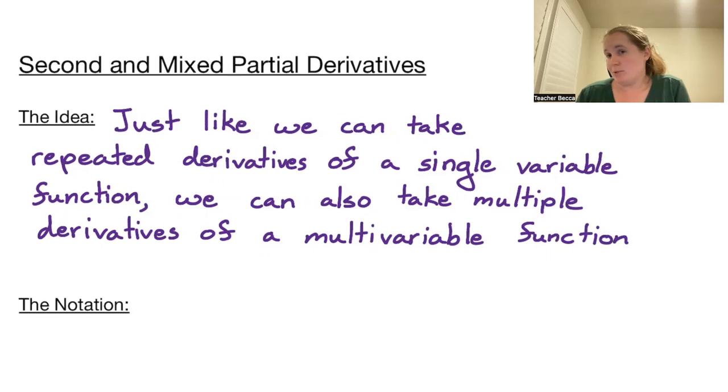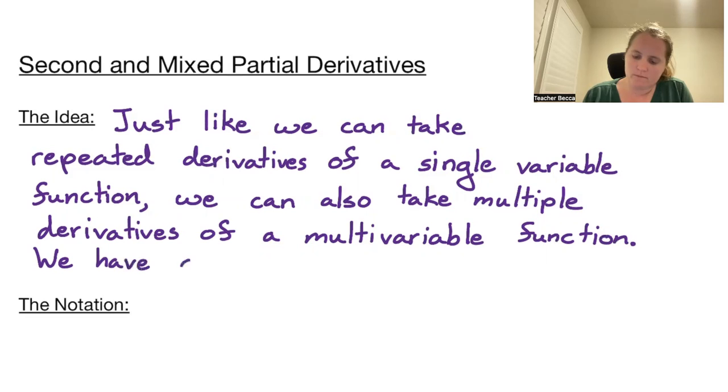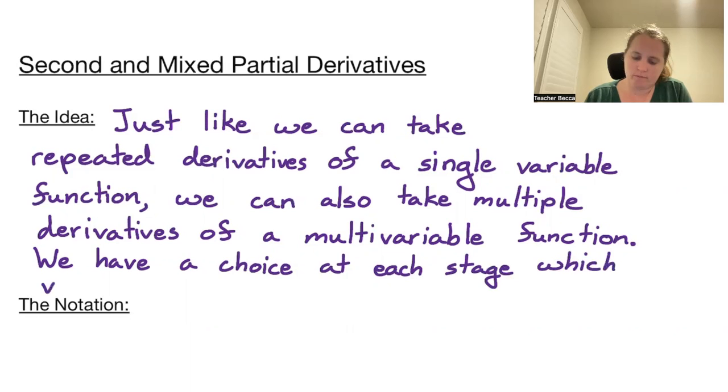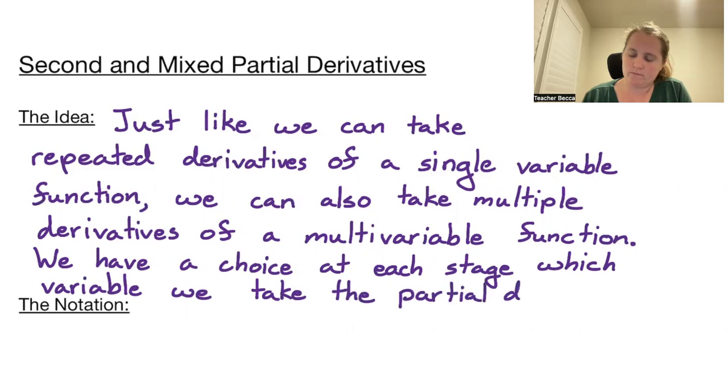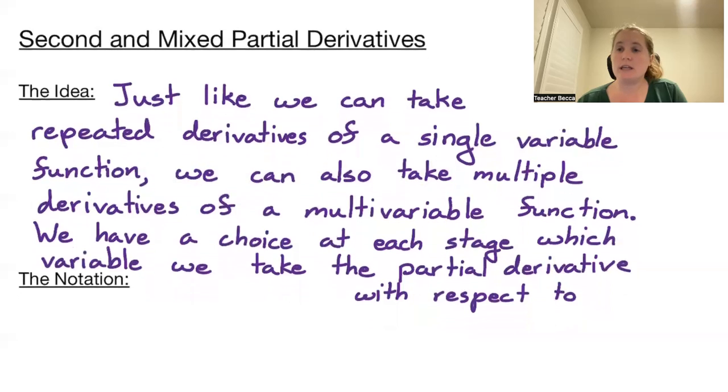But now we have the freedom to choose at each stage whether we differentiate with respect to x or y. So we have a choice at each stage which variable we take the partial derivative with respect to. So we get a little notation.